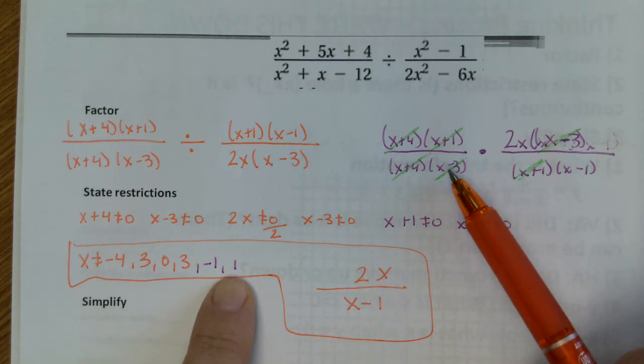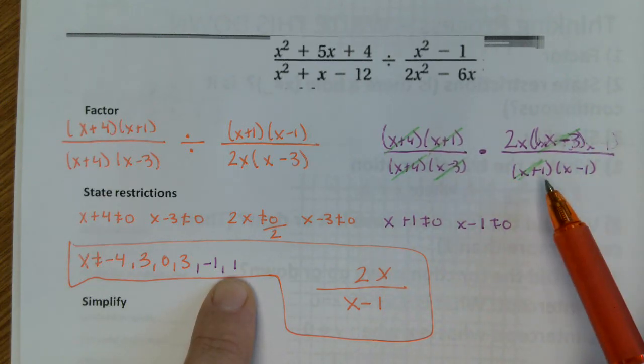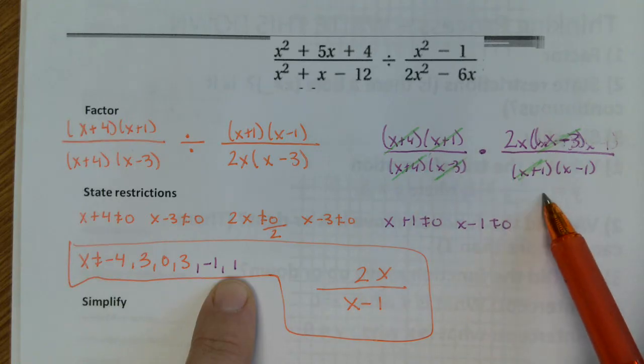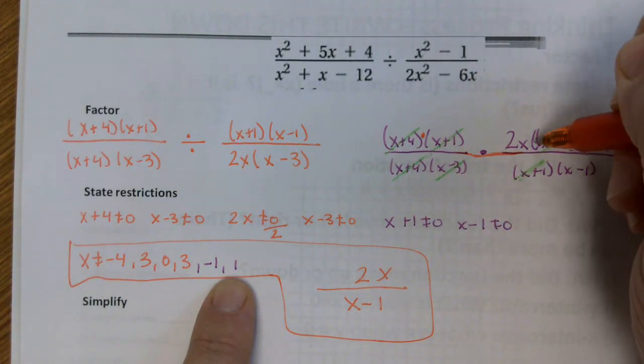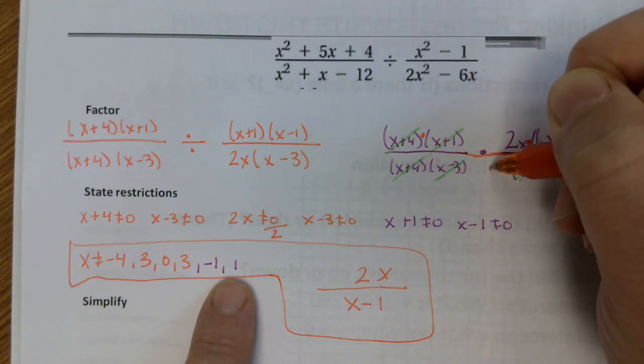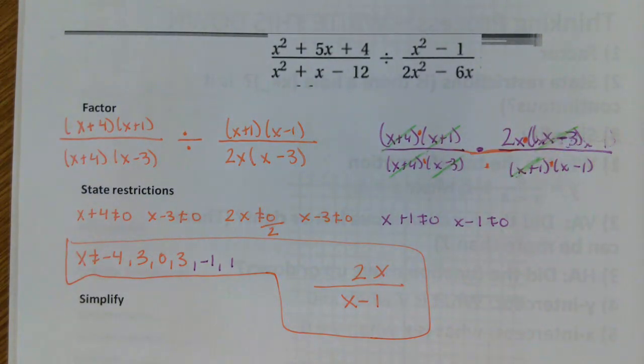And now when I cancel, these x minus 3s can cancel. x plus 1s can cancel. x plus 4s. Again, because of the fact when you're multiplying, it's everything on top over everything on bottom. So there you have it.